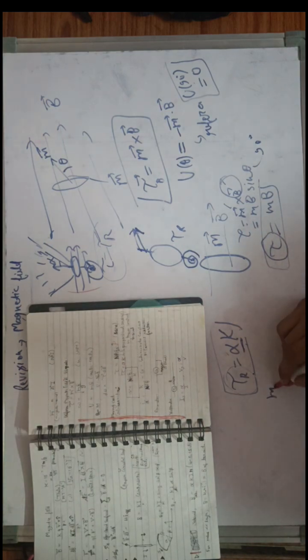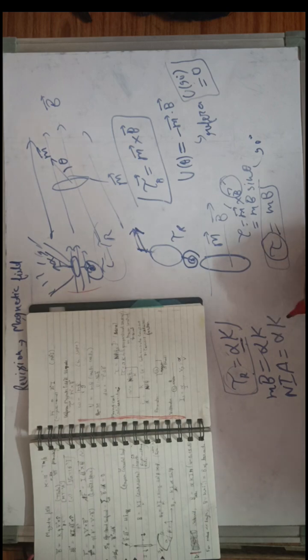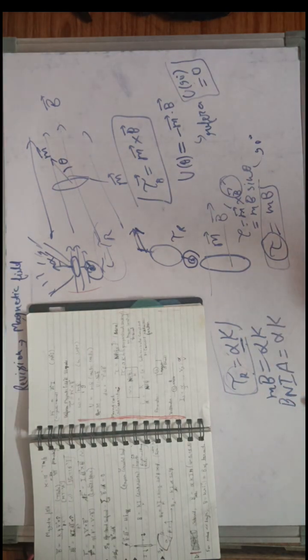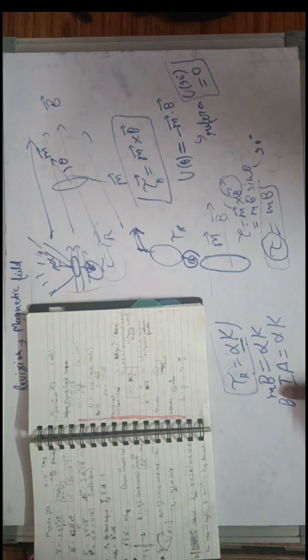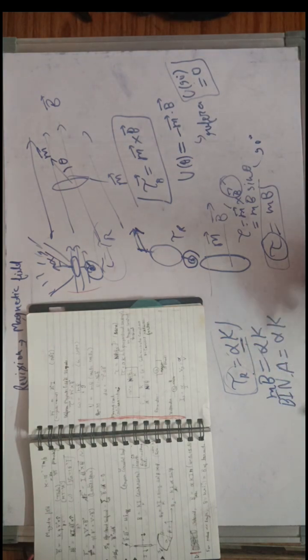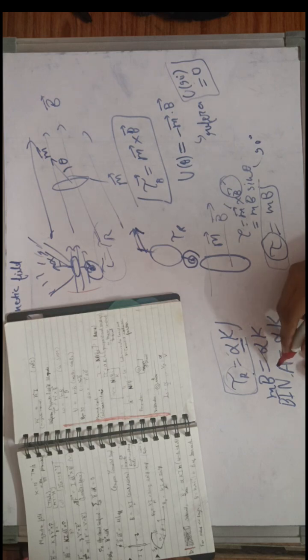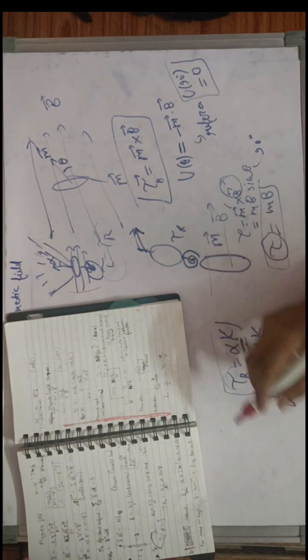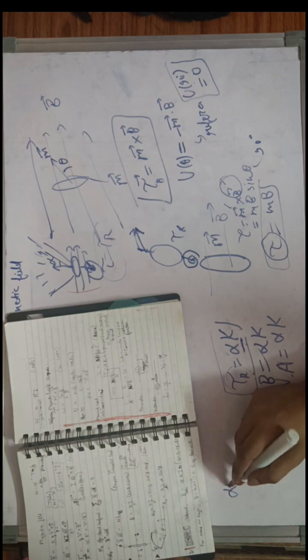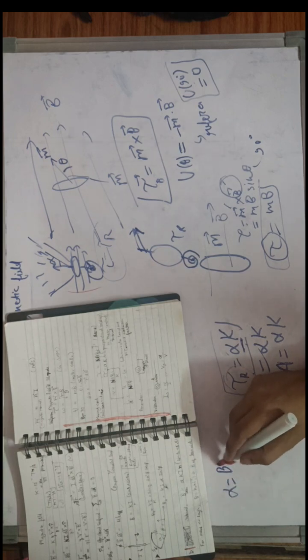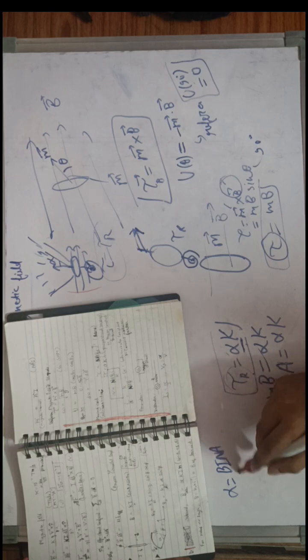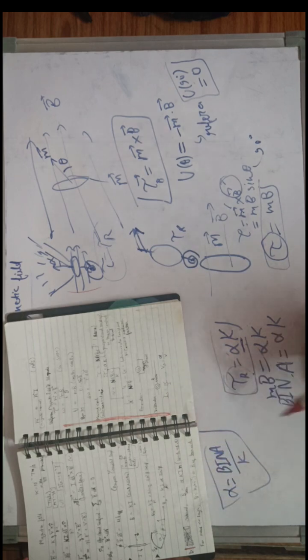In the equilibrium state, the restoring torque, which is k times alpha, becomes equal to the deflecting torque, which is m B, where m equals n I A. Here n is the number of turns, I is the current passing through one turn, and A is the area of one turn of the coil. So this gives the formula alpha equals B I N A divided by K.